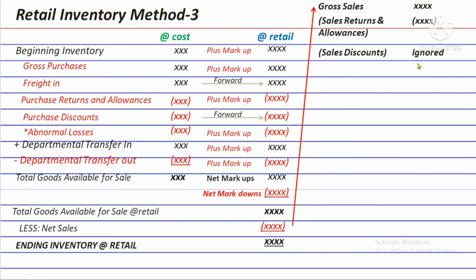The second reason is that if you deduct the sales discount, you will arrive at a wrong estimated ending inventory amount. And I will prove that through an illustration in the next video to keep this video short.